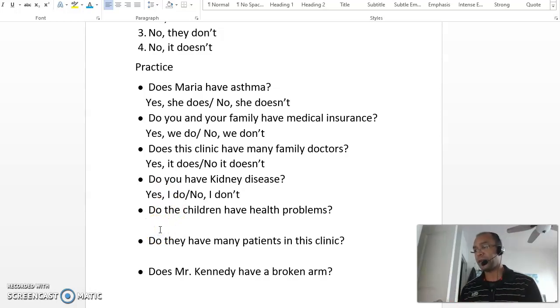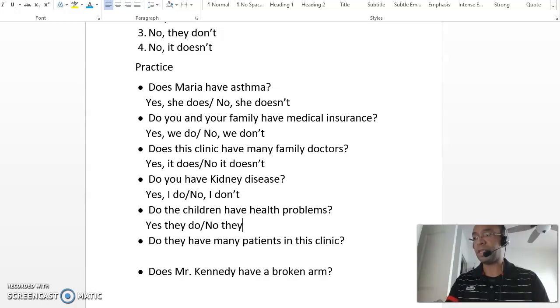Do the children have health problems? Affirmative form will be yes, because it's children, they do. Or, hopefully you'll be able to respond by saying no, they don't. Do they have many patients in this clinic? Affirmative answer will be yes, they do. Negative will be no, they don't.